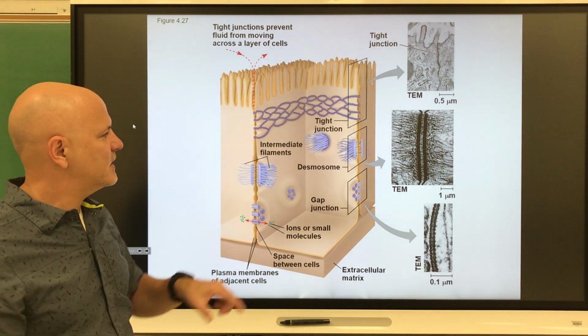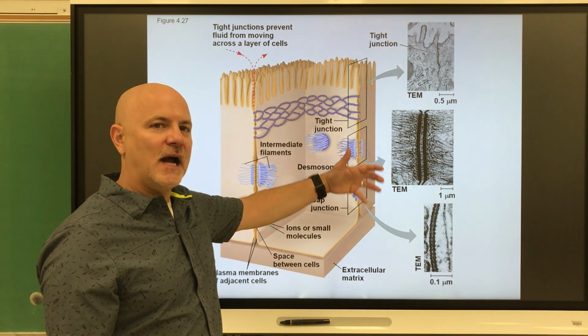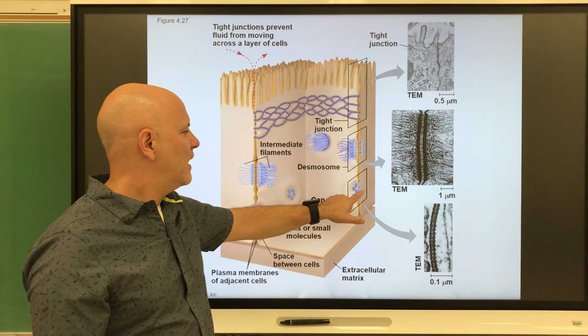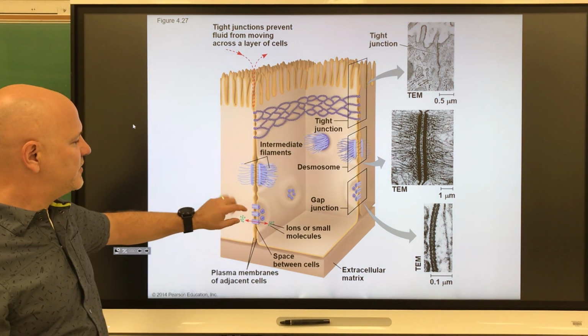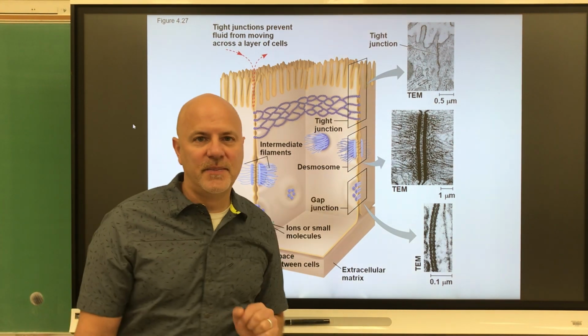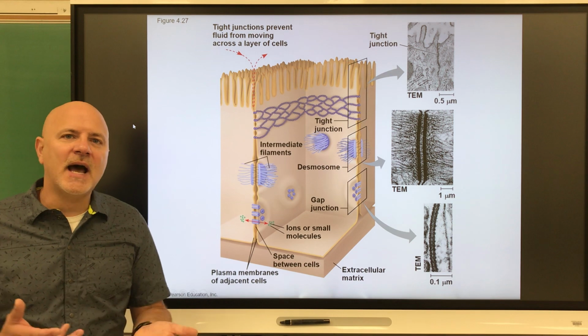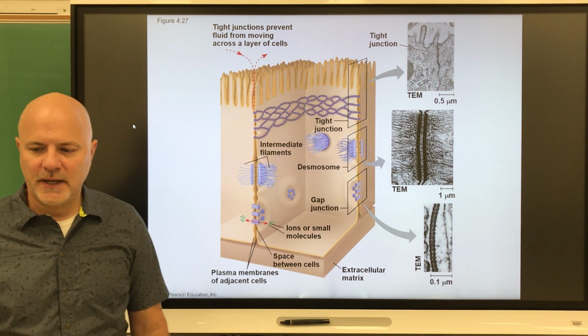What's nice about this is that if we have a blood supply over here, this cell can get oxygen and nutrients from that blood supply, and then through these gap junctions they can move to the next cell, and then through these gap junctions they can move to the next cell. And then waste products can move back in the opposite direction. So this makes it so not every cell in our body has to be directly connected to a blood supply.